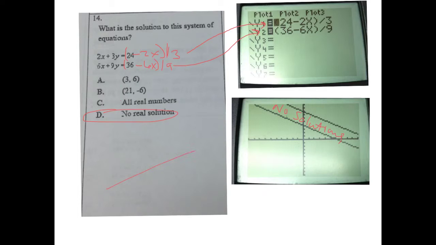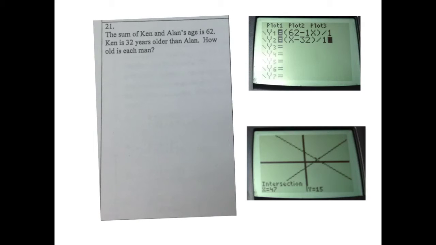If I had gotten one solid line, this is infinite solutions, or some books will write all real numbers. This is all real solutions.